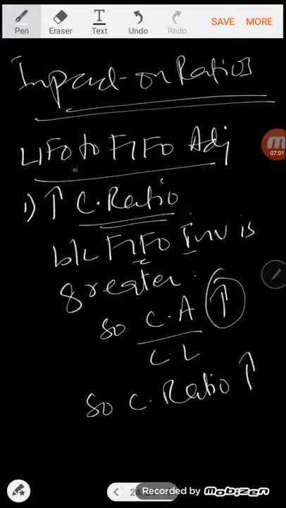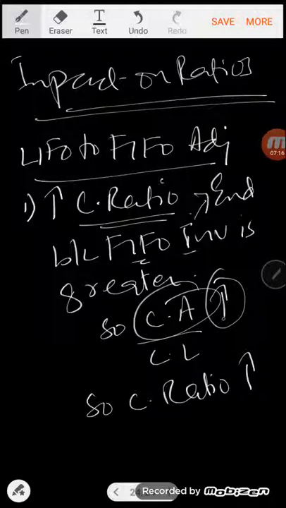When we are making an adjustment from LIFO to FIFO, what will happen? The first ratio is the current ratio. Because FIFO inventory would be higher, that is the ending inventory I am talking about, right? So current assets would increase, current liabilities remain the same, so the overall current ratio would increase.